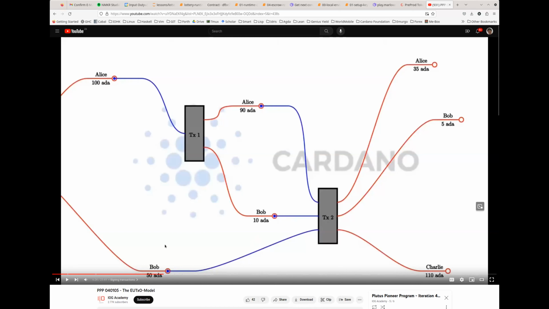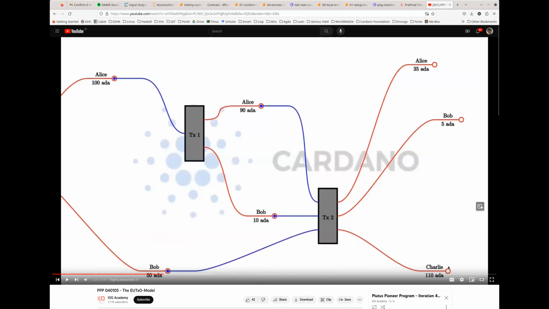Bob has 2 UTXOs at this moment. So the 50 he had from the beginning, and the 10 he now got from Alice. So in order to pay 55 to Charlie, obviously each of those 2 would be too small. So he has to use both of them as input. So we get a transaction with 3 inputs, 1 coming from Alice, 2 from Bob. And then there's enough money to give the 110 to Charlie.